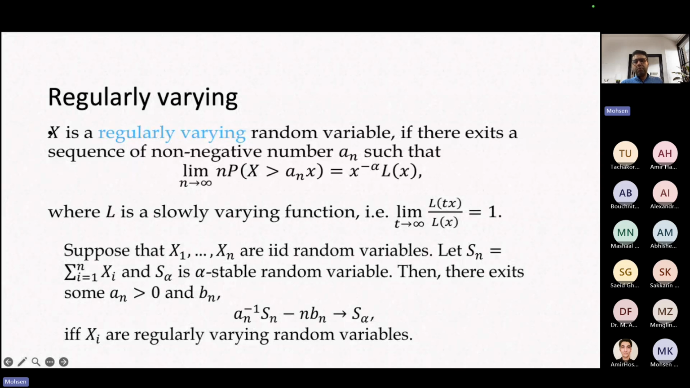From a mathematical point of view, we can define a general class of heavy tail distributions, and we call it regularly varying. The regularly varying distributions are those that have asymptotically the same tail as an alpha stable with index alpha. That's the idea, which means that the tail of the distribution is the same as x to the power minus alpha, which is a Pareto, times a function that we call slowly varying, which means that the ratio of L(tx) over L(x), when x goes to infinity, goes to 1. Sorry, it should be x going to infinity. I think it's a typo. Sorry about that.